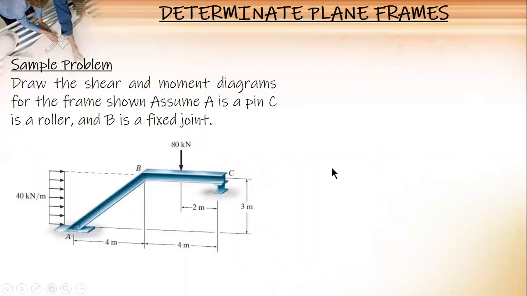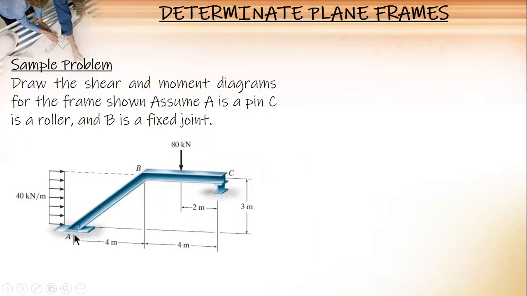Okay, the third problem is this. What will you do if you have an inclined member but the load is vertical or horizontal? Not perpendicular to the member. So, how are you going to analyze the problem?